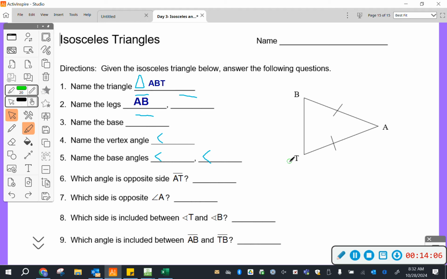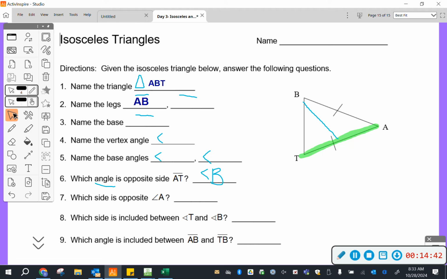Number 6, I will do with you. What angle is opposite AT? Do y'all agree this is AT? Hold on, pause. It wants to know an angle. You see how it's saying what angle? You need an angle symbol and one letter. What one letter is across from this green line? B. So number 6 is angle B. Does that make sense? If I'm asking for an angle, you want one letter. If I'm asking for a side, it's 2 letters.